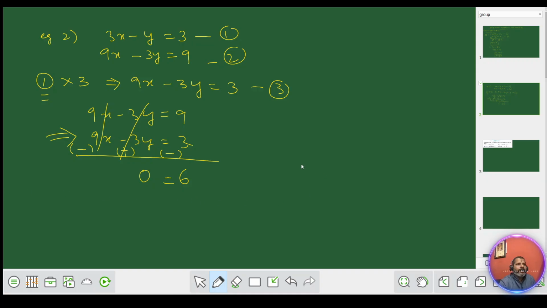If you remember, in our last class we said that while solving two variable equations, we may end up not having a variable at all in the last step. What does that mean? If the statement is true, then it is coincident, with infinitely many solutions. If the statement is false, then the solution is inconsistent. Now check, 0 is equal to 6. Is it true? No, right? So we say this statement is false.